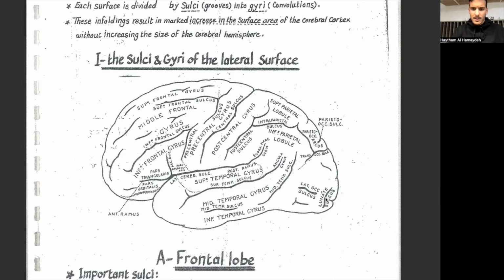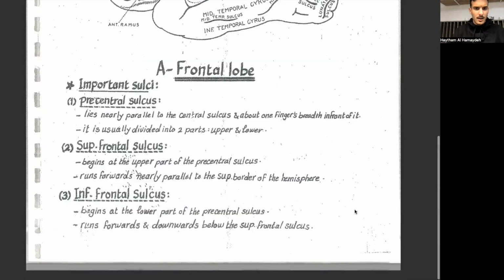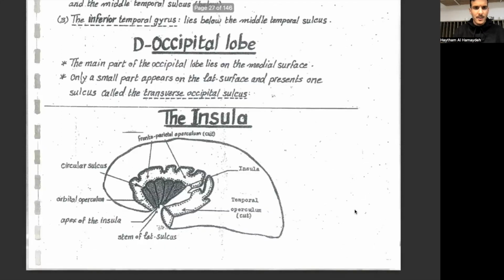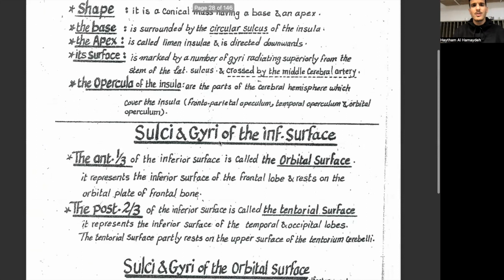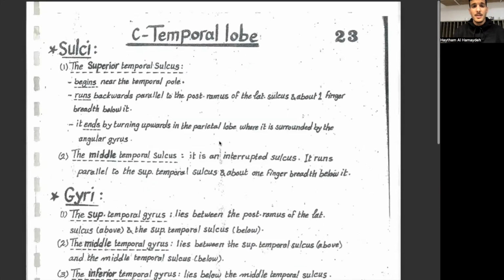Okay, and you have things like the lateral occipital sulcus and the lunate sulcus, and you will see within different sources you'll come across those names. Then we have the insula. Okay, the insula is found to be the deepest.